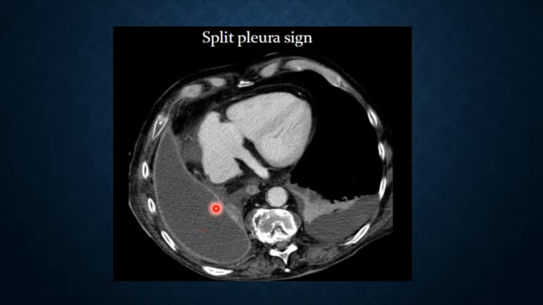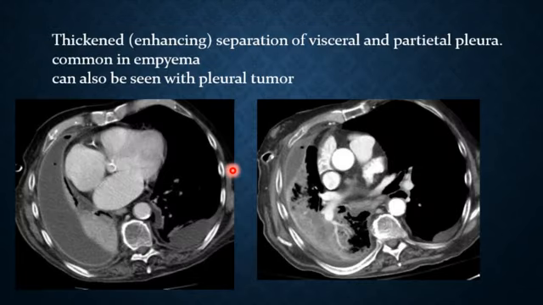Most of the time it's empyema. It can also be seen with pleural tumors; with pleural tumors you can have the same appearance. This is an enhancing separation of visceral and parietal pleura. It's common in empyema and with pleural tumors. The visceral pleura is the one on the surface of the lung, and the parietal pleura is the one covering the chest wall from the inside.